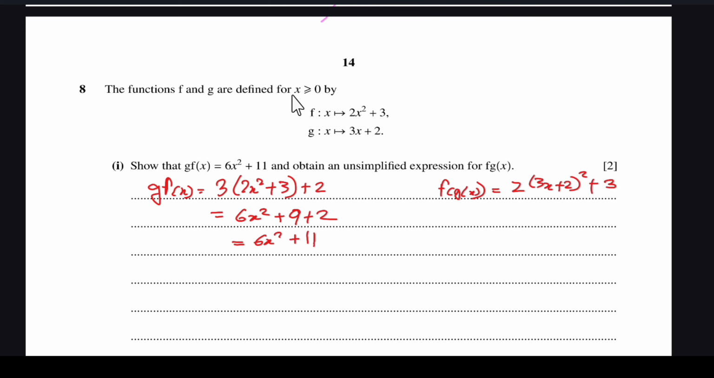F and g are defined such that x is greater than or equal to 0. So we have to note that x is greater than or equal to 0. Show that g f of x is given by this expression. So in the equation of g, we have to substitute the value of x, that is f of x, and find g f of x.